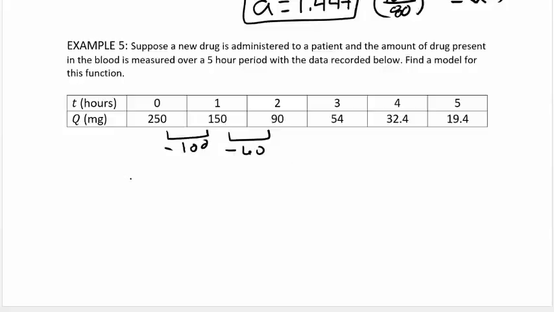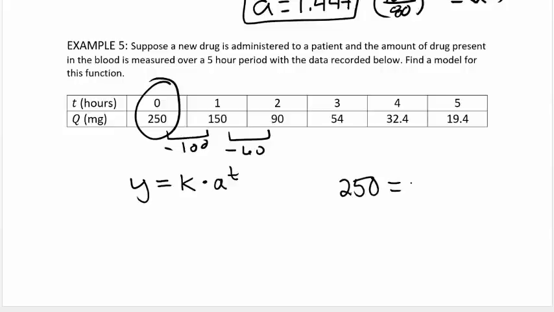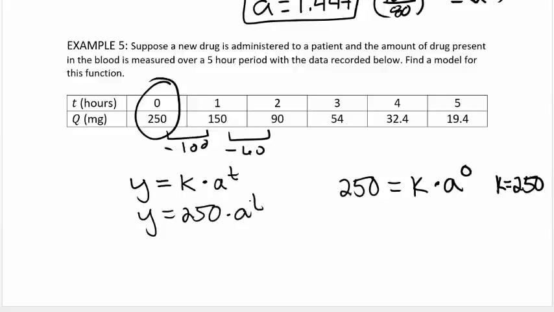So remember again, the generic form of an exponential model, we have y equals k times a to the t. So again, I'm lucky that I have a t equals 0. If I didn't, I could still do this, but the math would take just a little bit longer with some more algebra. If I carefully plug in my values, I'm going to get 250 equals k times a to the 0. And we know that a to the 0 is 1, so that tells me that k is 250. So now my model becomes y equals 250 times a to the t.